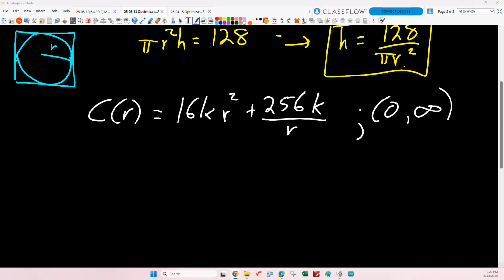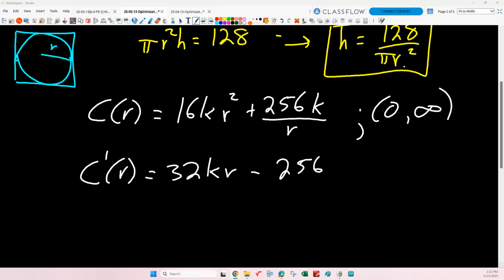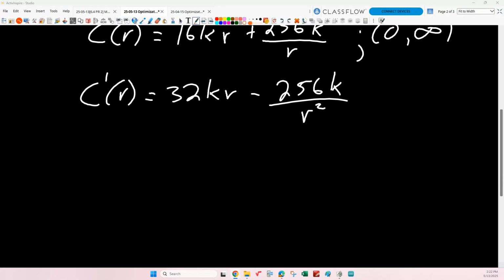So now what? Now we take the first derivative. Okay, what do I get? So 32kr minus 256k over r squared. Yes. Okay, good. And so C prime equals 0 when? It's only undefined at 0, which is not in our domain, right? When those two are equal, good.